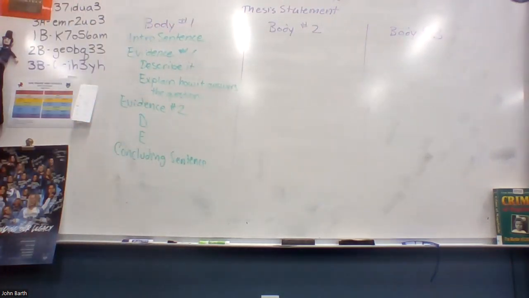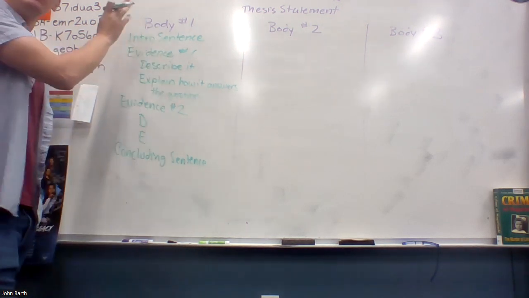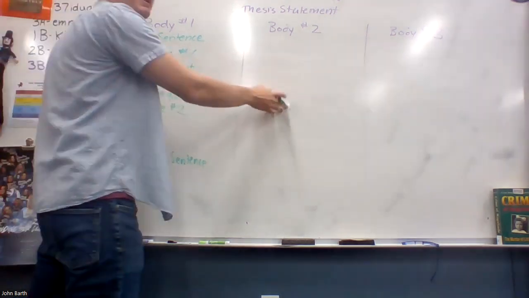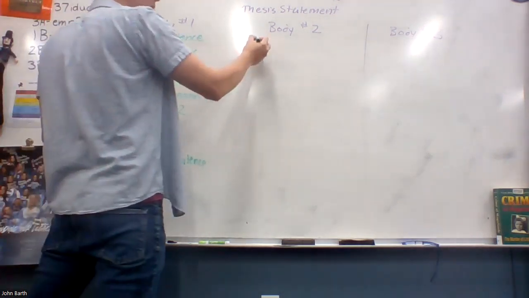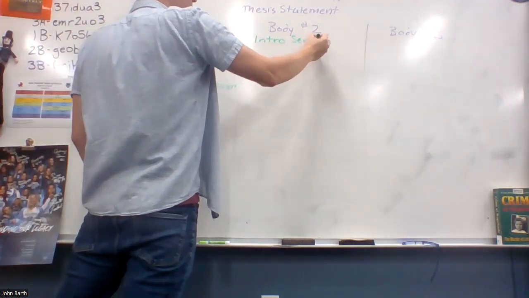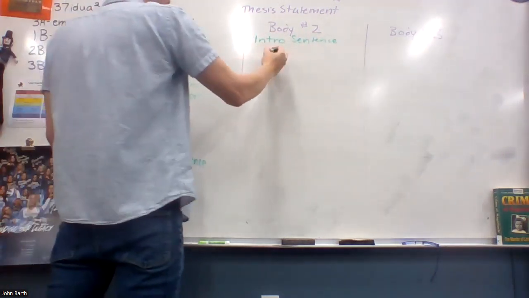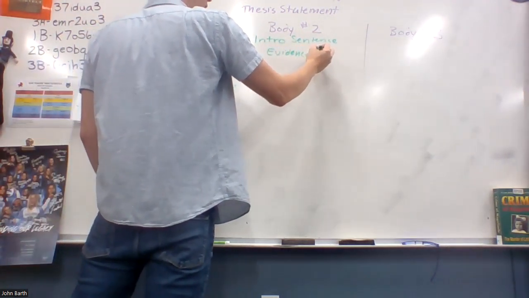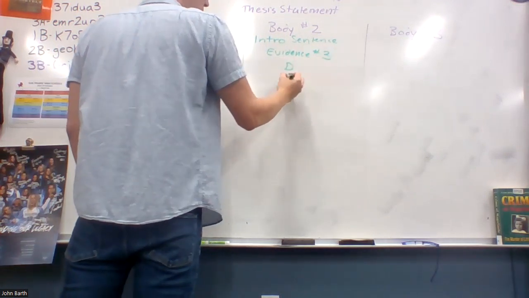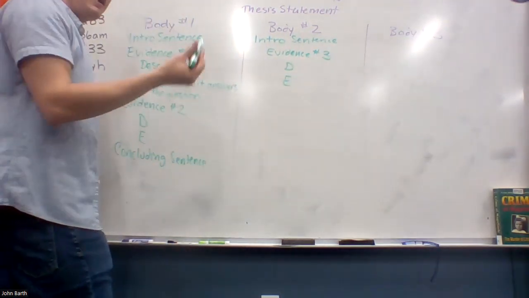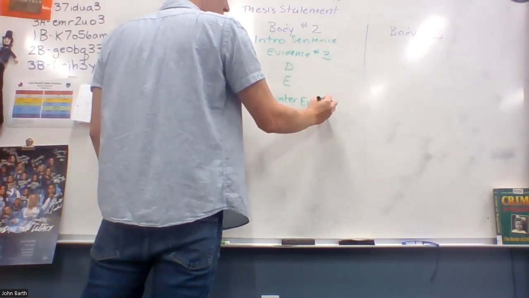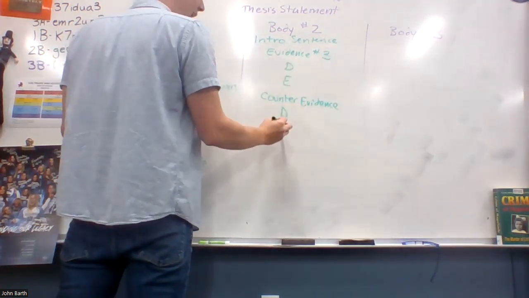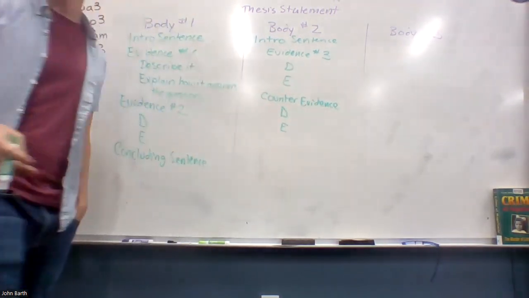I'm going to try to fit it best with one of the policies, or maybe there's a body paragraph where you're like, okay, I can come up with a lot of evidence for this one, but not very many for this one. Maybe that's where I can put my counter argument. So I do the same thing. I do an intro sentence. Maybe I have evidence number 3. I've described it, I've explained it. But then I'm going to throw in my counter evidence. I have to describe and explain that too.